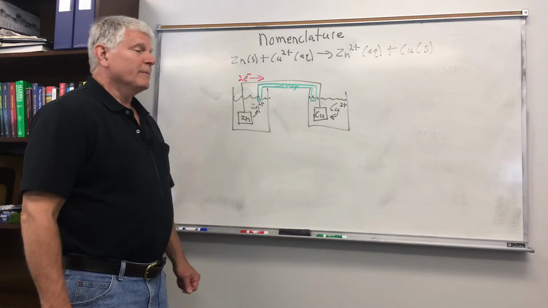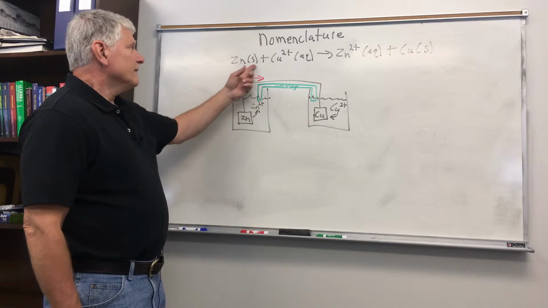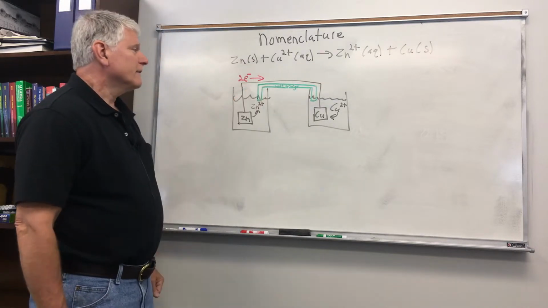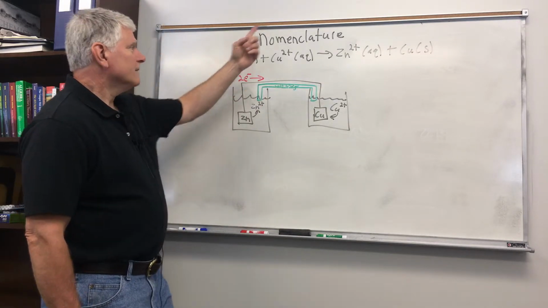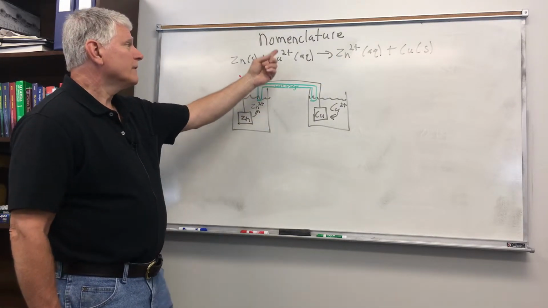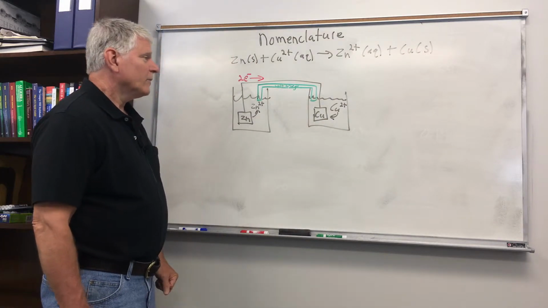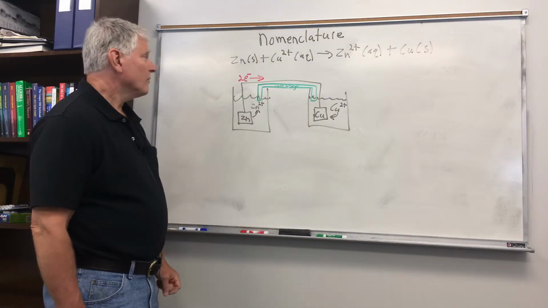Okay, let's consider some nomenclature. So I have my zinc-copper reaction, and zinc is being oxidized because it's losing electrons. Copper is being reduced because it's gaining electrons. We've seen that definition before.